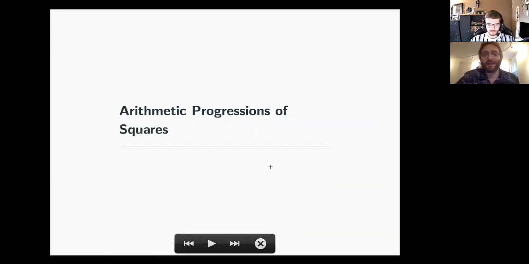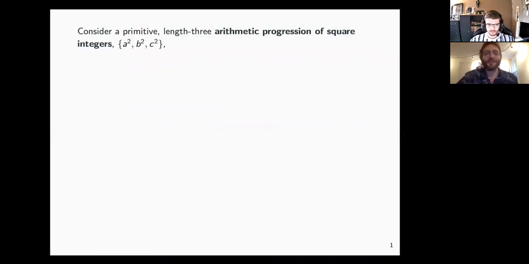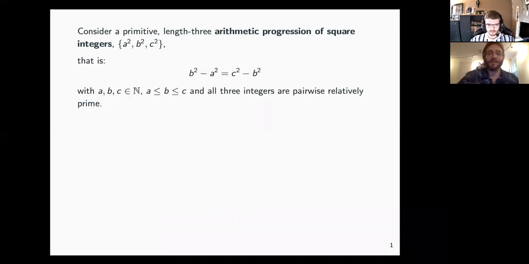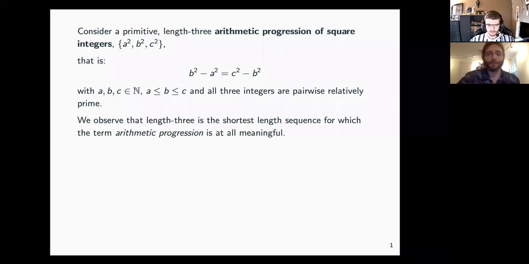First, starting with what are arithmetic progressions of squares. So consider a primitive length 3 arithmetic progression of square integers a squared, b squared, c squared. What we mean is the difference between c squared and b squared is the same as the difference between b squared and a squared, where all of these a, b, and c are natural numbers. Let's also assume that a is less than or equal to b is less than or equal to c, and that they're pairwise relatively prime. It turns out if any two of them are relatively prime, then they are all pairwise relatively prime.